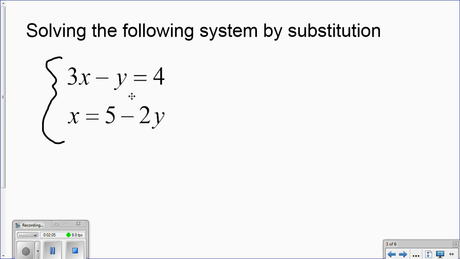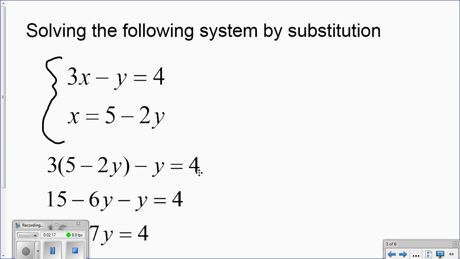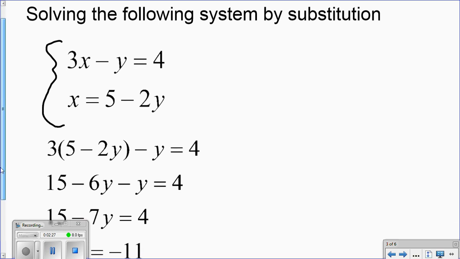Since x is equal to this, we can substitute it in for this x instead. So instead of writing x, we're going to write what x is equal to. So 3 times (5 minus 2y) minus y equals 4. We're going to solve for y then, because that's the only variable left.